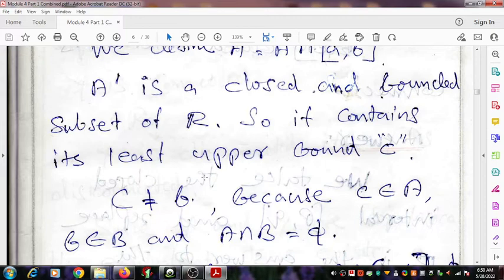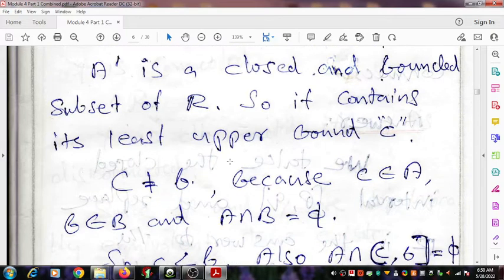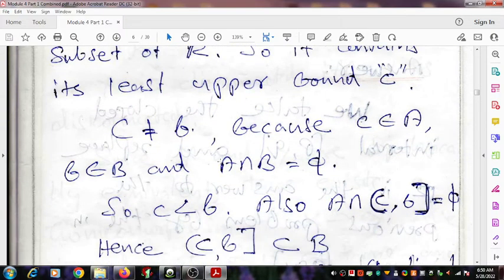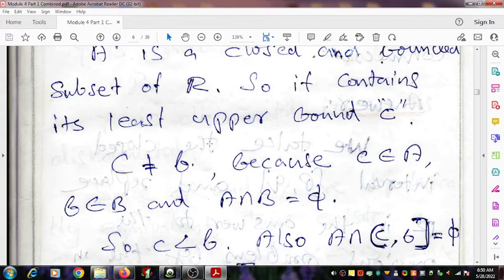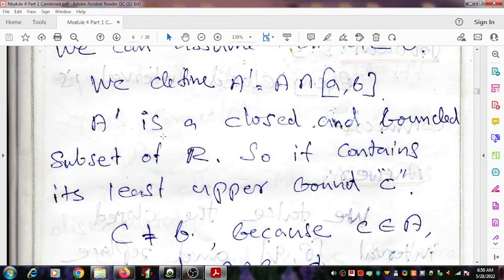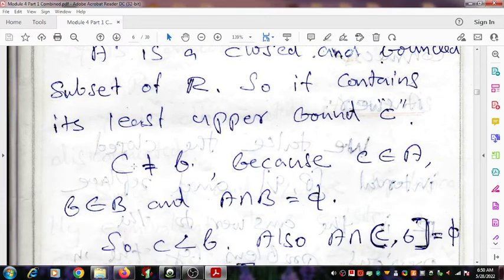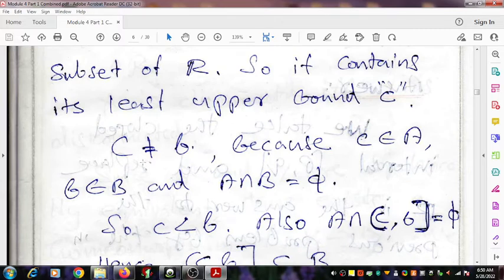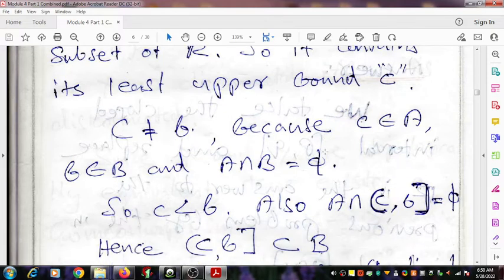So it contains its least upper bound c. Say c is the least upper bound, and then it is contained in A prime. But c cannot be equal to b. What happens if c equals b? In this situation, c cannot be equal to b. Why? Because c is an element of A, but b is an element of B.